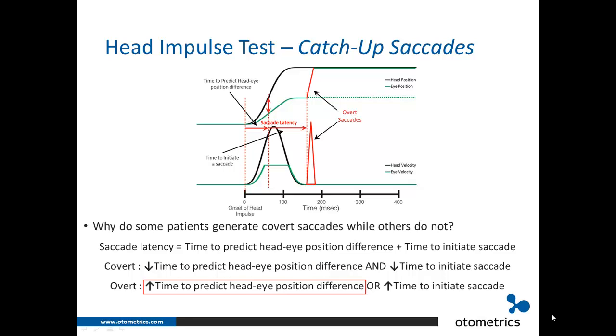Following the same line of reasoning as before, these patients either do not predict the difference between the head and eye positions early enough, or they may have longer saccade initiation time, which precludes them from having covert saccades regardless of the compensation level. So for the time being, the association between the presence of covert saccades and the level of compensation is an interesting concept, but it's not fully resolved yet.